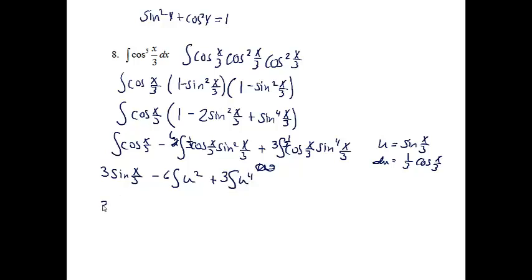And now if I work that out, I'm going to have 3 sine of x over 3 minus, this would be 6/3, which is 2, u to the third, which would be sine cubed x over 3, plus 3/5 sine to the fifth x over 3 plus c.